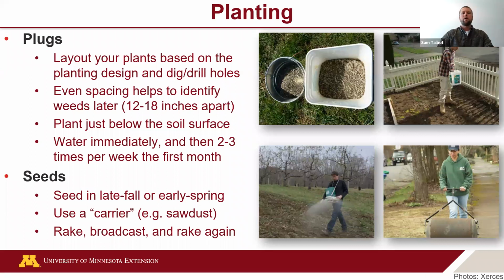For seeds, again, having that exposed soil, good site prep, reduce as much weeds as possible. Late in the fall or early spring, dormant seeding is done right after the first frost, but before the ground is frozen. Mixed with a carrier, so sawdust is a really good one. And then rake, broadcast the seeds, rake again, just to get that good seed to soil contact. And then use a soil roller if possible. It just really helps to compact it and keep those seeds in place.